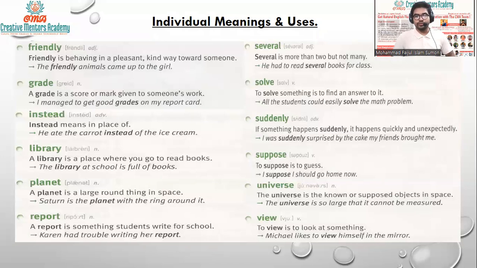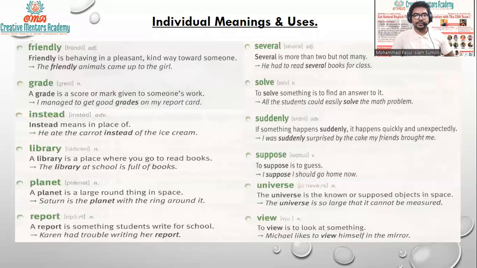Okay, so solve. The next word is solve. To solve something is to find an answer to it. Solve means completely solved. That means you got a solution. So all the students could easily solve the math problem.